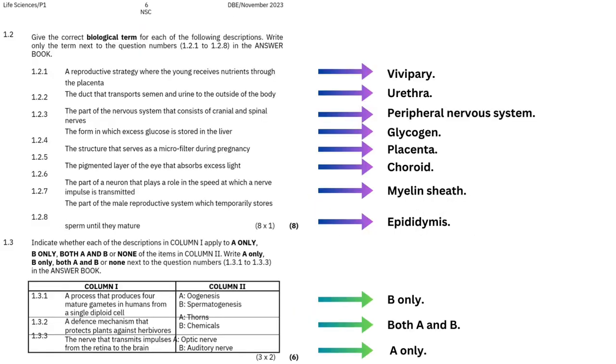Question 1.2. Give the correct biological term for each of the following descriptions. Write only the term next to the question numbers in the answer book. Here's where spelling is very important.